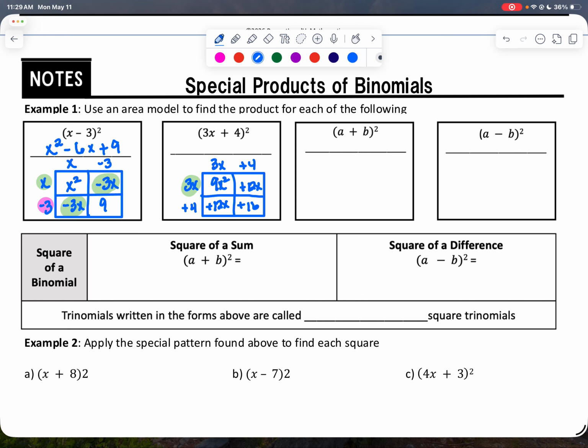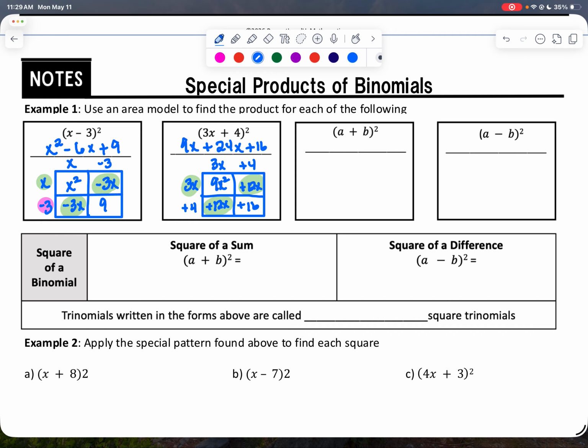So my final answer here, 9x squared, 12x plus 12x, excuse me, I forgot to highlight my like terms. I'm combining those. 12x plus 12x is 24x plus 16. So 3x plus 4 quantity squared became 9x squared plus 24x plus 16.